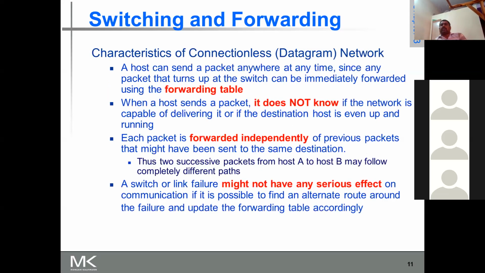Now, characteristics of a connectionless or datagram network. A host can send a packet anywhere at any time, since any packet that turns up at the switch can be immediately forwarded using the forwarding table. As I told you, any host can send a packet at any time, and the switch can forward it immediately, flooding in nature. When a host sends a packet, it does not know if the network is capable of delivering it or if the destination host is even up and running. It never cares for that.